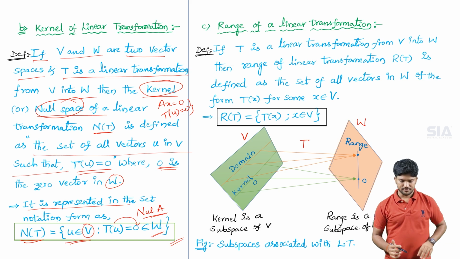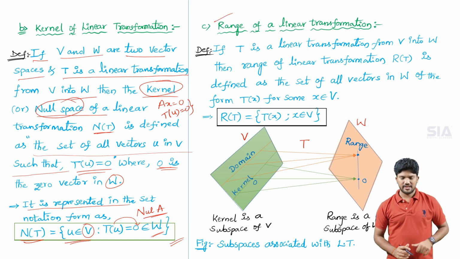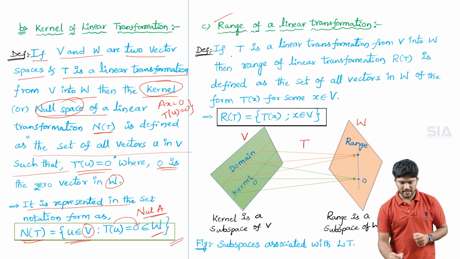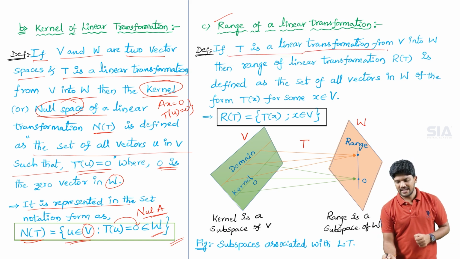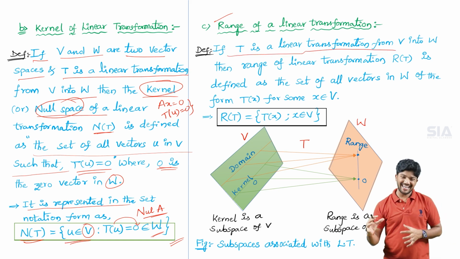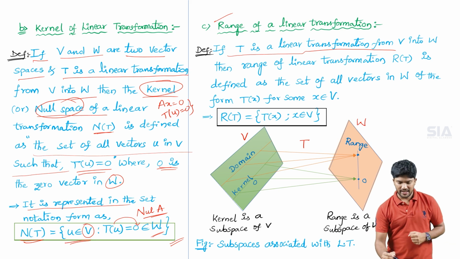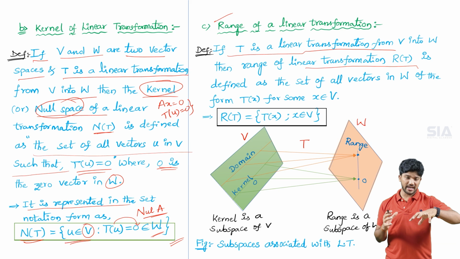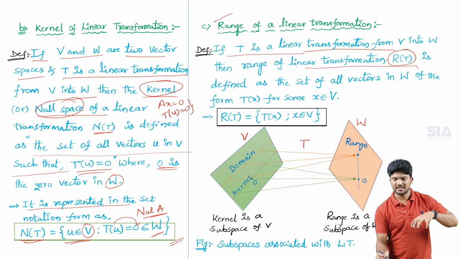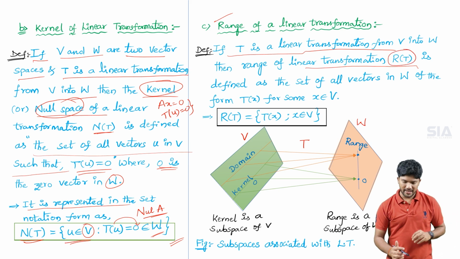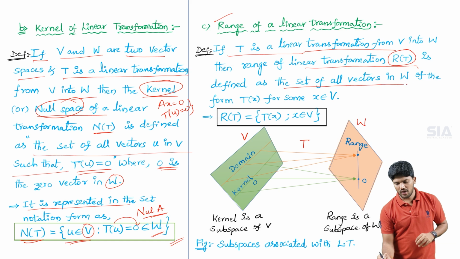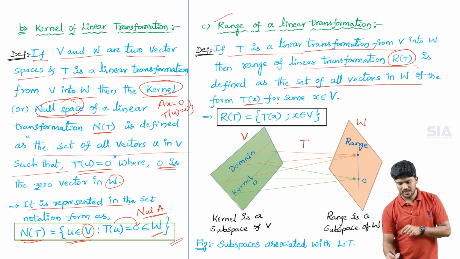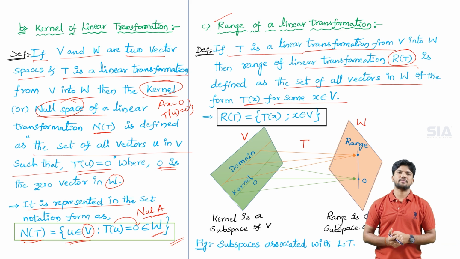Just remember that. Next, the third definition is the range of a linear transformation. See the definition. If capital T is a linear transformation from capital V into W, the range of a linear transformation, we can denote it as capital R of T, and it is defined as the set of all vectors in codomain W of the form T of x for some small x belongs to capital V.